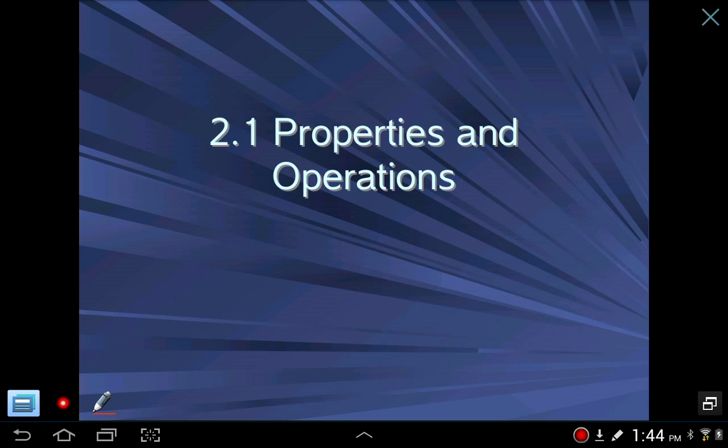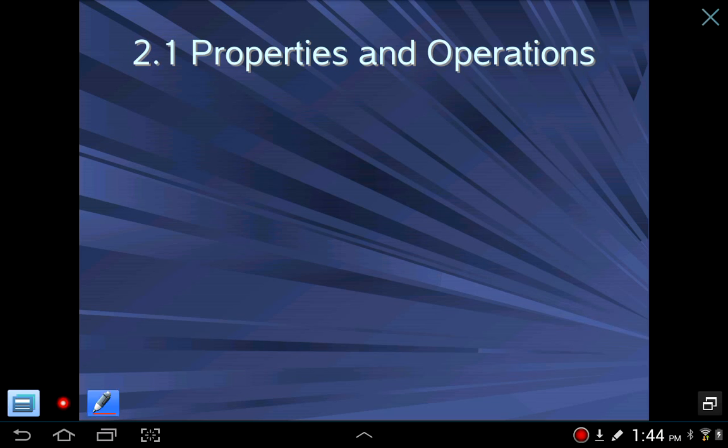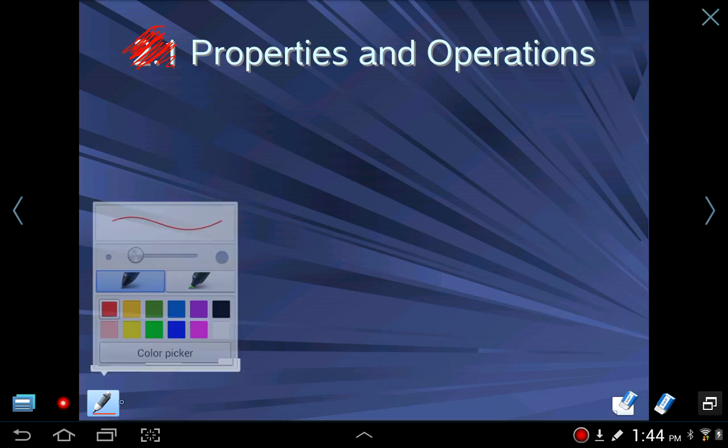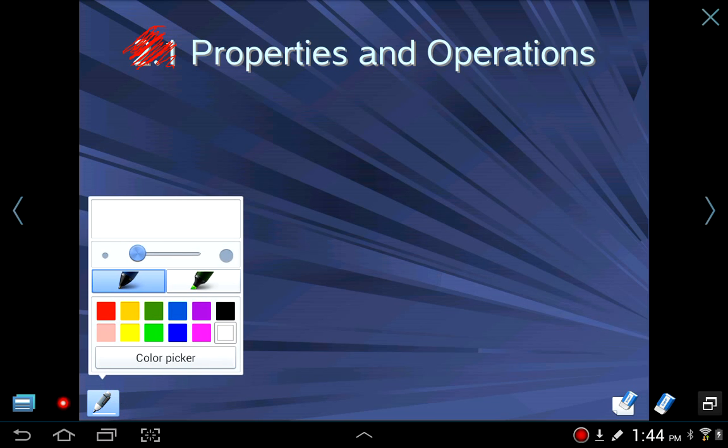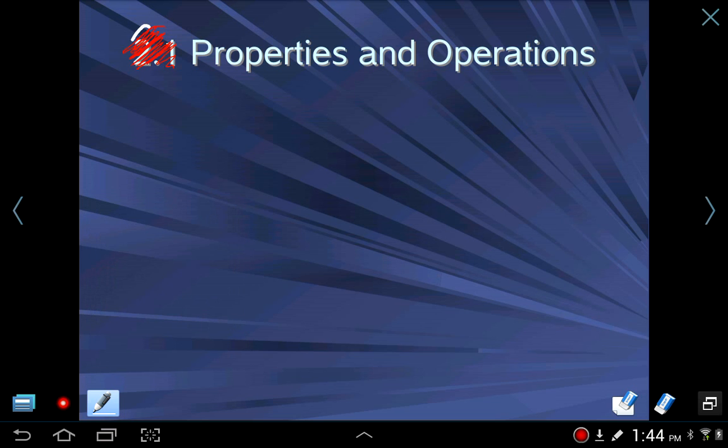As a matter of fact, you don't even need to write down the 2.1 part because we don't separate these into, let me just switch my pen color there. We don't separate these into lessons this year, so you can just write down properties and operations. This does happen to be Unit 2. And we're going to go through all your different properties and operations that you're going to have in this lesson. So let's go through them.